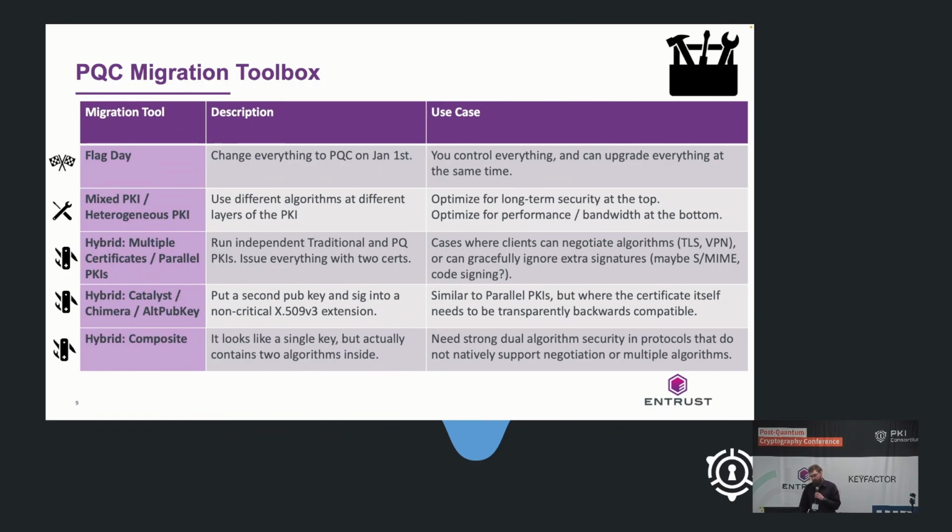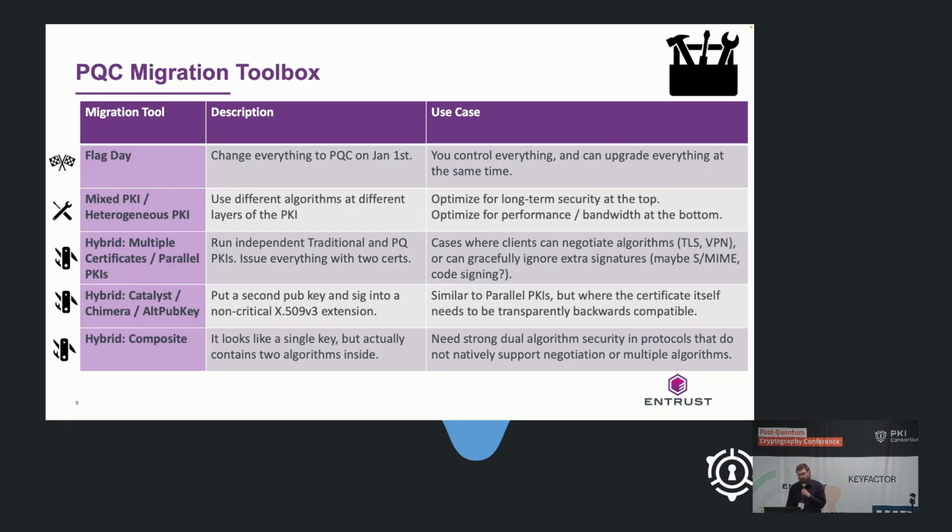The first one I call Flag Day. This is, we control everything. We can just decree, we can decide on January 1st, we turn on post-quantum and we turn off RSA. And if you can do that, that's great. You should do that. That is the easiest possible way to do this migration. January 1st, PQC on, RSA off. Most people can't afford to do that. Most people need some sort of staged migration.